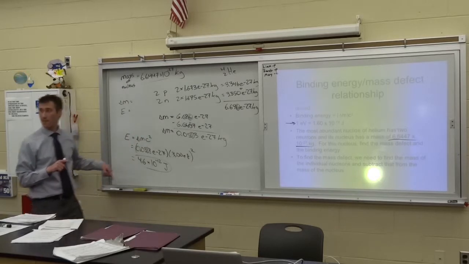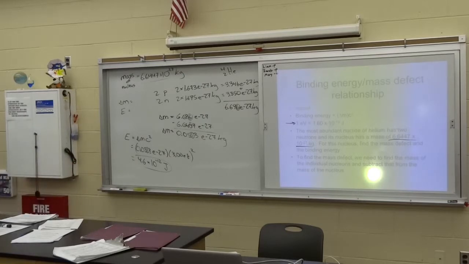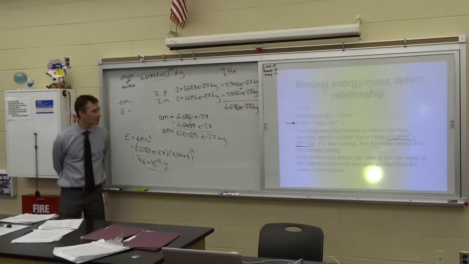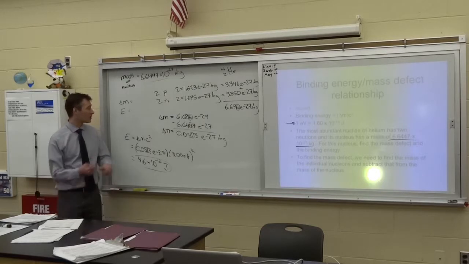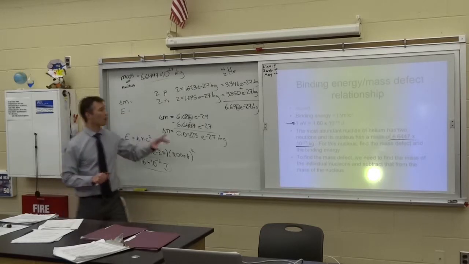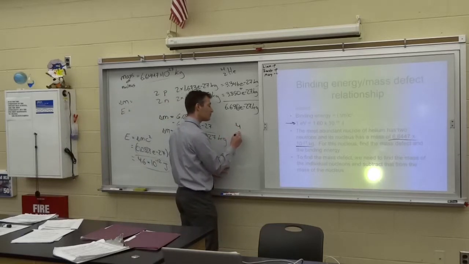Yes, Mike? There's just a question, like, as the nuclei get more unstable, does the binding energy go down? Alright, so the question is, as we encounter a more unstable nucleus, does the binding energy go down? Well, any nucleus we encounter is going to be more unstable than our alpha particle.